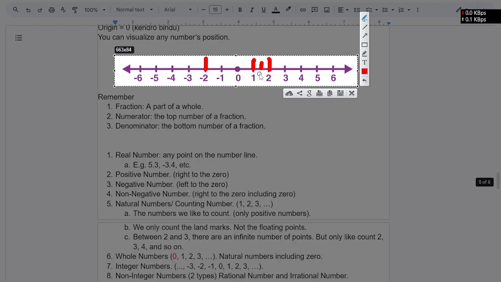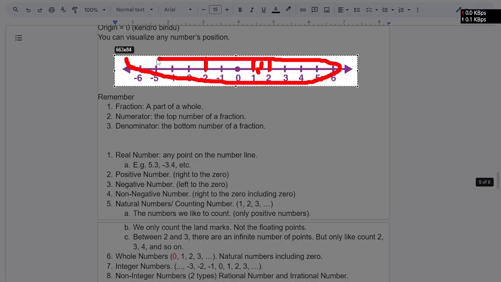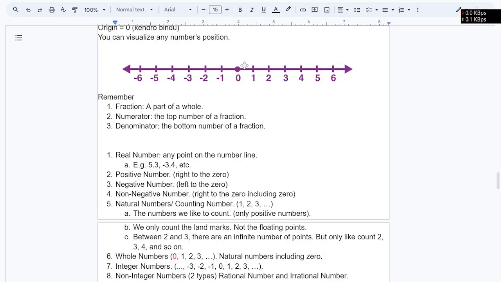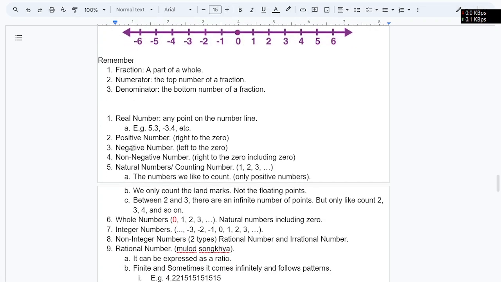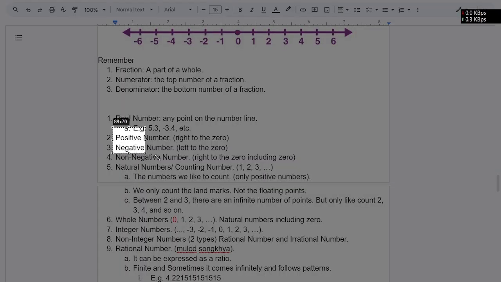If you take a number between 1 and 1.5, this may be 1.25. This is also a real number. So any point on this number line will be a real number. It can be a positive number or a negative number. Then we will discuss positive numbers and negative numbers.